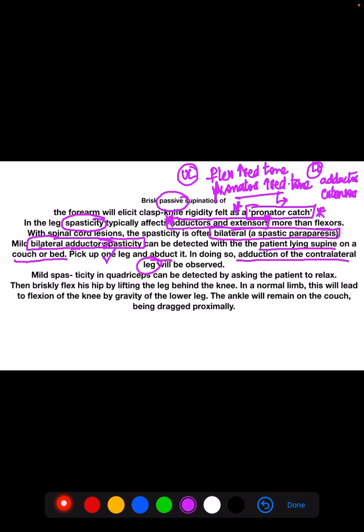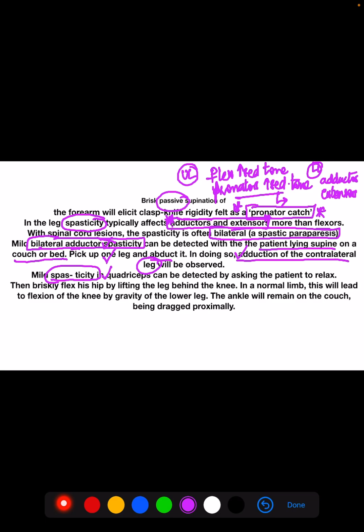So how to detect adductor spasticity? If you are picking up one leg and abducting it, there will be adduction of the contralateral leg observed. And supposing there is a mild spasticity in the quadriceps muscle, how to test it?